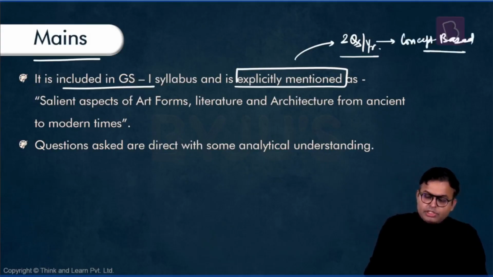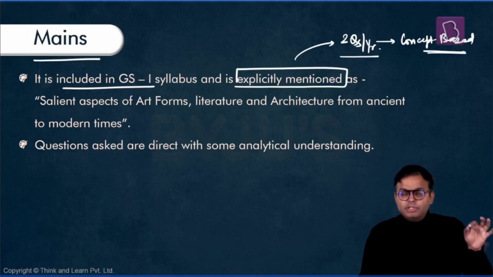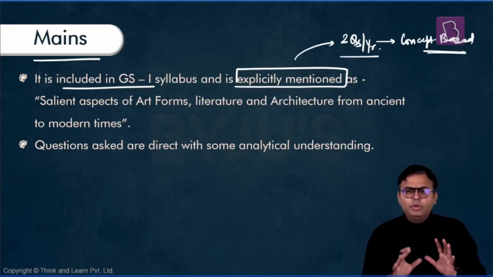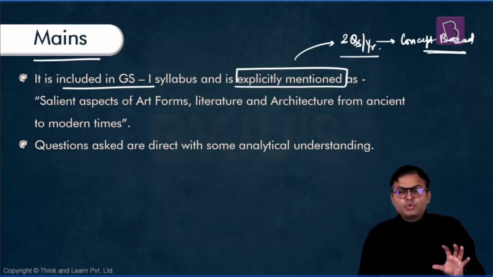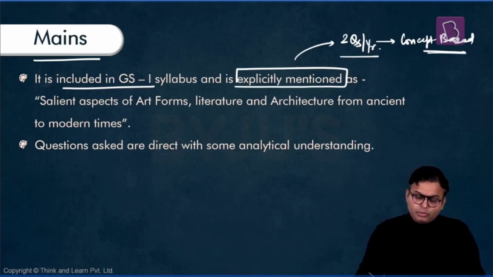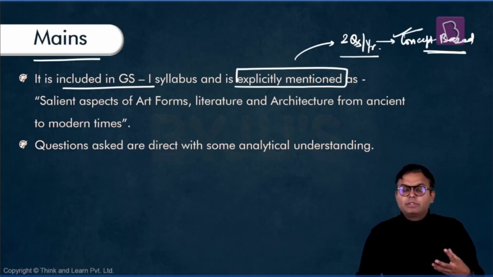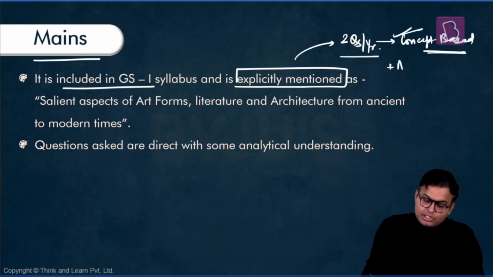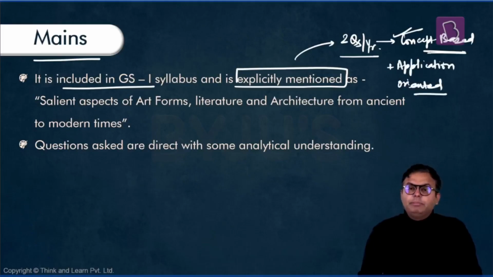You will never get a question which is as factual as discuss or describe or elaborate the salient features of Amravati School of Art. They will not ask this question. But yes, you should have an idea of different features or characteristics of Amravati School of Art and what we infer from that. So the questions being asked in recent times from art and culture are concept based and application oriented. Let me give you an example.